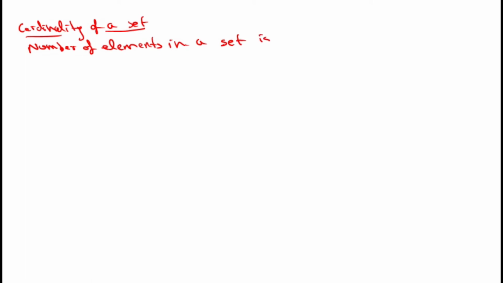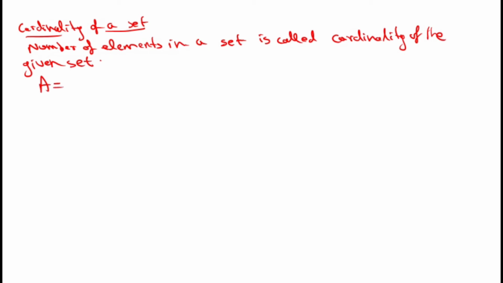Next is cardinality of a set. See, the number of elements in a set is called the cardinality of the given set. Clearly, if a set is given, that set has some elements, right? If you count the elements you can find some number of elements, right? The number of elements in the given set is called the cardinality of the set.